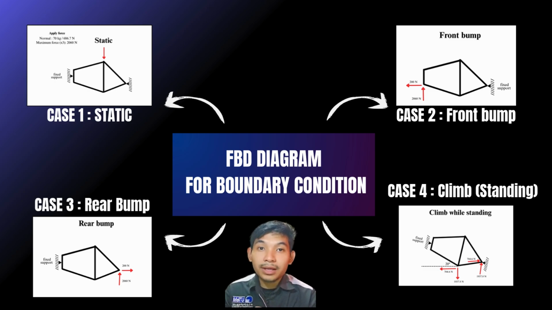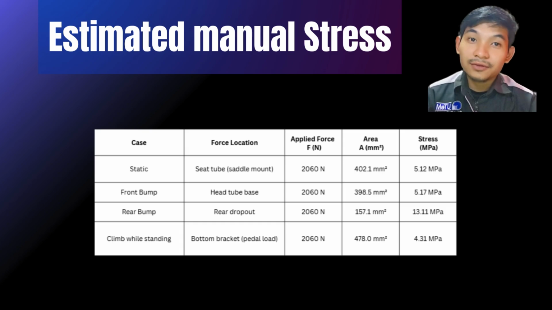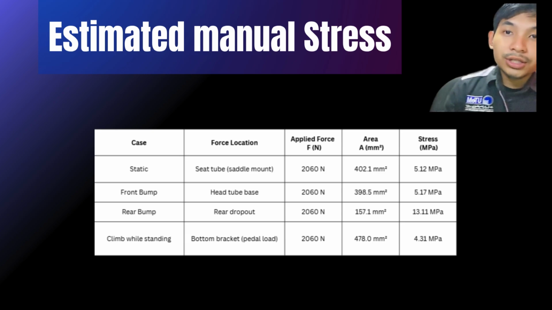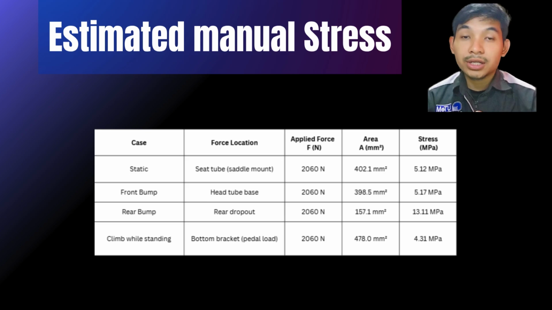In each case, we apply a load of 260 Newton, which is 3 times the rider weight. This accounts for extreme conditions like impact and aggressive climbing. The boundary conditions include fixed support at the wheel and load application at points like seat post, bottom bracket and head tube. Before running the full simulation, we perform manual stress calculation as a reference to validate the simulation result. We use the basic stress formula, sigma equals force over area. The calculated stress for each case is shown in the table.